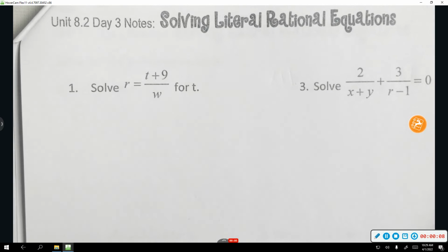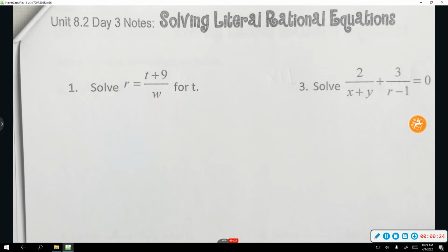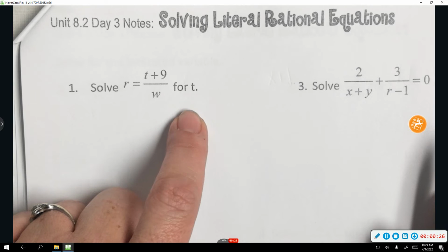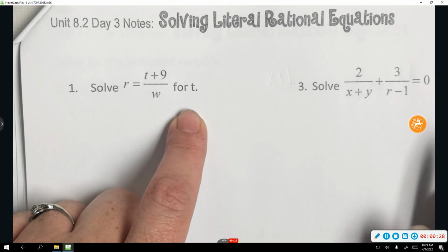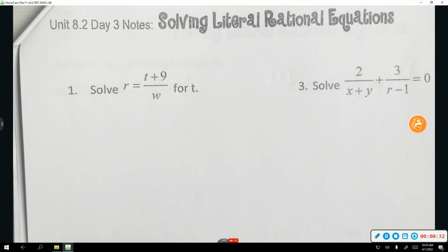I don't know if y'all remember what literal equations are, but they're literally just equations with multiple letters. So yesterday and the day before, we were able to actually solve for a number. Today, we're not going to be able to do that because there's multiple letters. So what we do is we really just rearrange it to get whatever letter it tells us by itself. Okay, so we use a lot of the same processes that we learned yesterday and the day before, though.